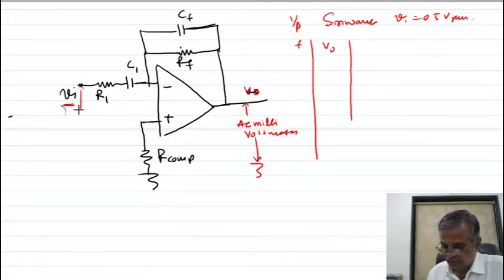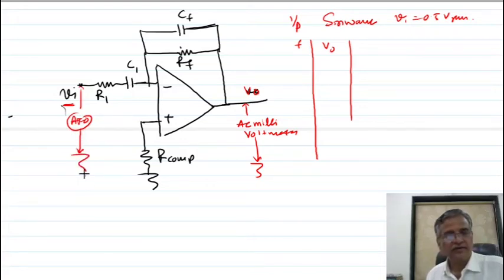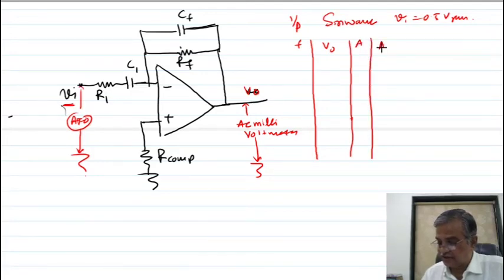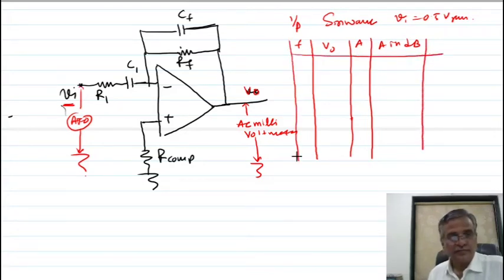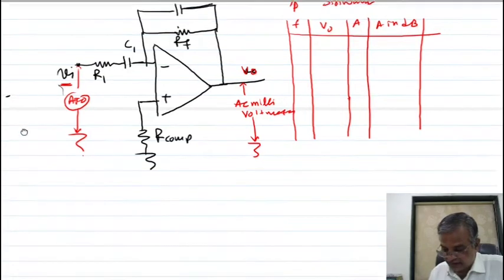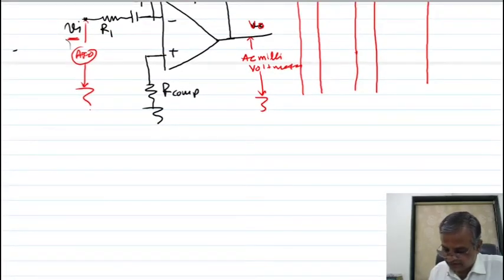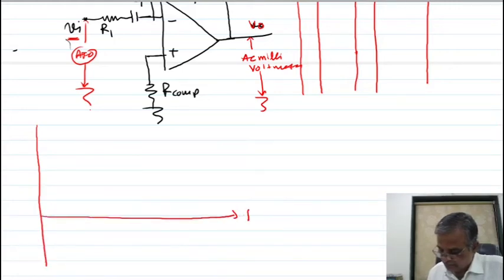You have to connect your AFO. Find out the value of the gain, then find the gain in dB. Then plot the graph. If I plot the graph, I will draw it like this: plot the graph of gain in dB versus frequency. You will get such kind of graph.